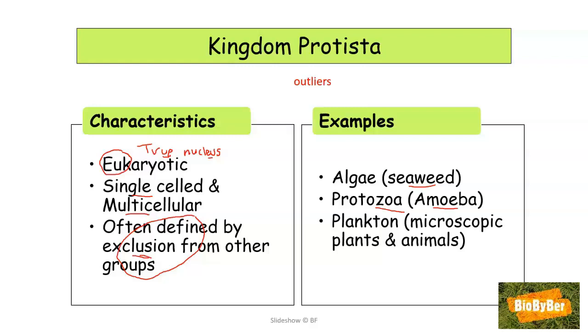And the last example of organisms that are put into this kingdom are the plankton. The word plankton comes from the Greek word meaning drifter or wanderer. So plankton refers to microscopic plants and animals found out in the ocean. Again, they're outliers. They don't belong to the kingdom of plants. They're not a fungus. They're not a bacteria. They're not an animal. So how are we going to group these organisms? Well, we put them into the special kingdom, kingdom Protista.